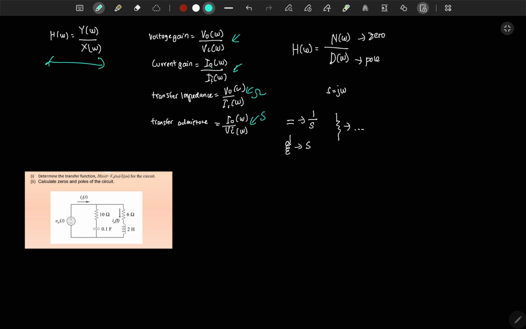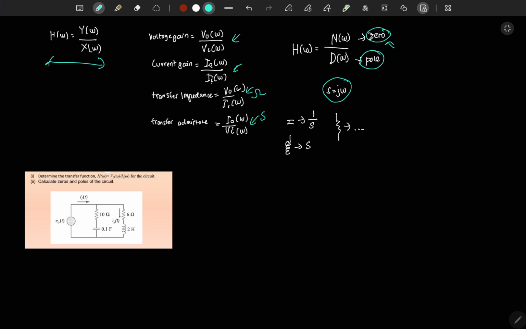Now we have the transfer function in the shape of a fraction. In a fraction, the numerator is considered as zeros and the denominator is considered as poles, and then we have this symbol. Usually you can just use s to replace that symbol. It is the omega and also the imaginary unit.